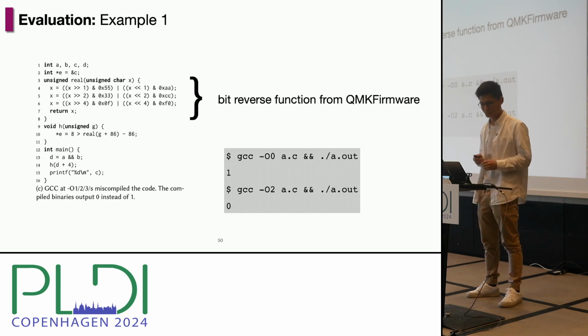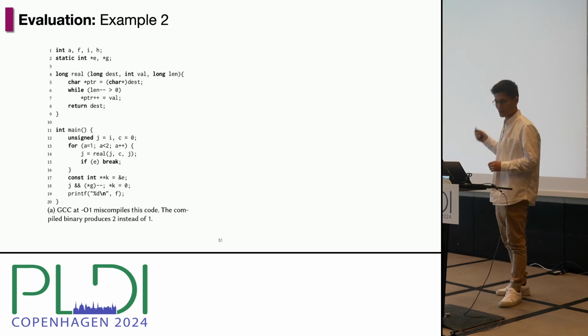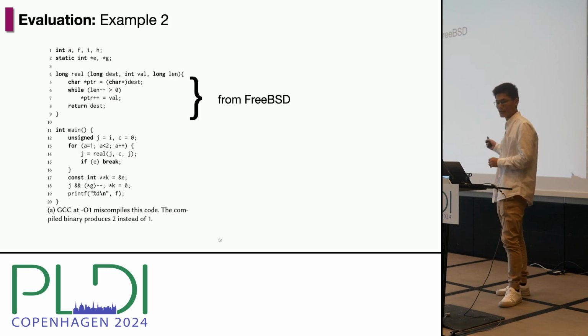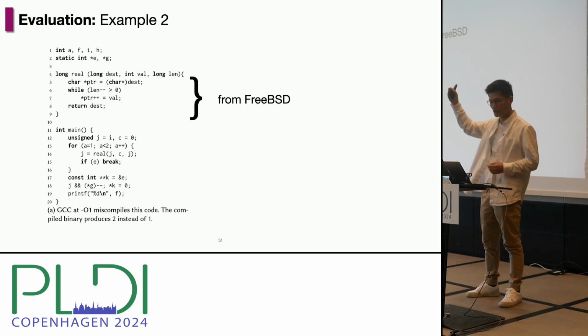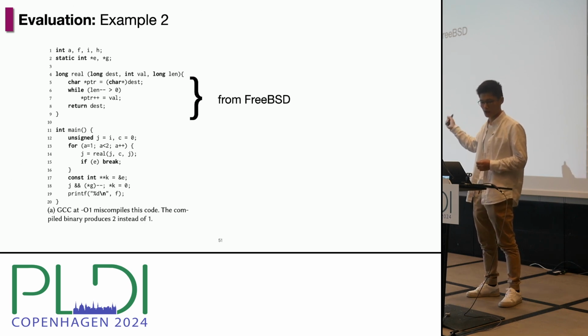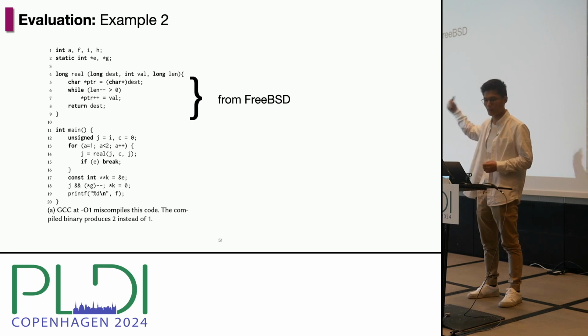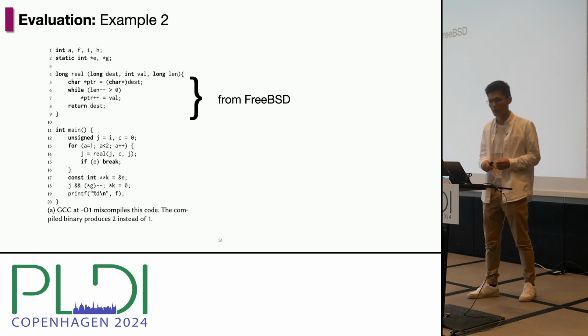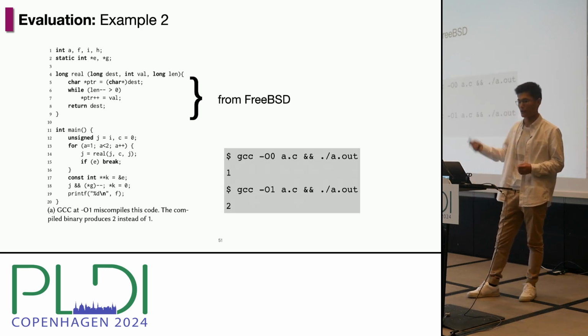And here is another example that is also from FreeBSD. It takes some integers as input, but somehow it is casting the integer into a pointer and trying to use that pointer again inside some while loop, an unbounded while loop. That leads to miscompilations again in GCC.